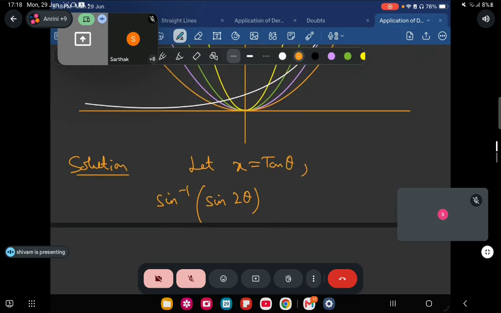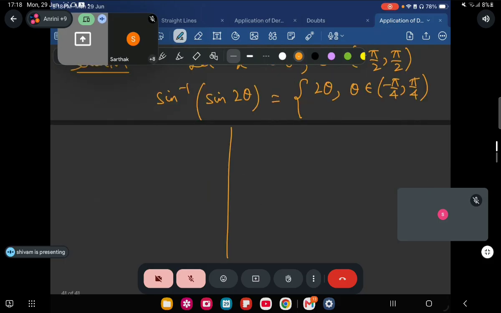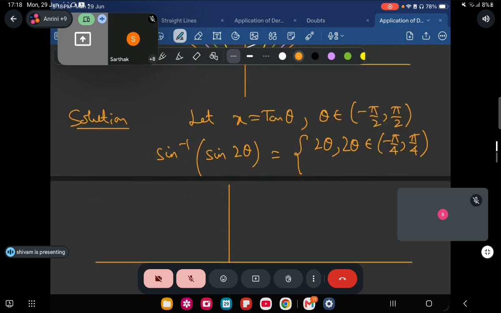Where does theta belong to? Minus pi by 2 to pi by 2, right? So 2 theta will belong to minus pi to pi, right? So it will open with three branches. You've forgotten. Three branches, which will open with 2 theta when theta belongs to minus pi by 4 to pi by 4, right? Look at the graph, everyone. Or you can say 2 theta belongs to minus pi by 2 to pi by 2.